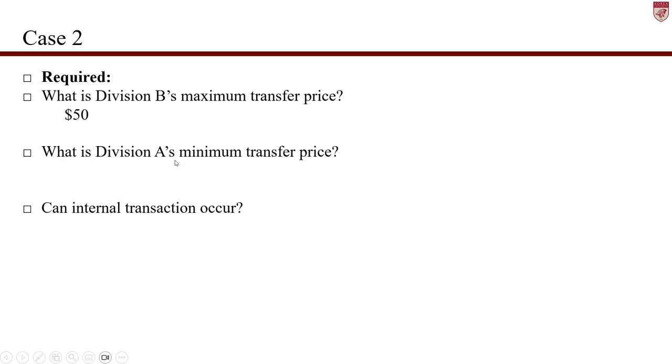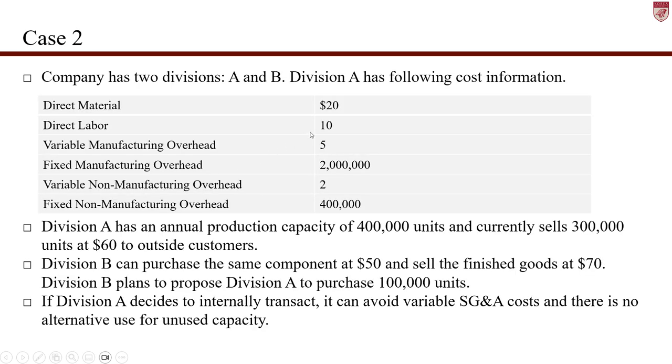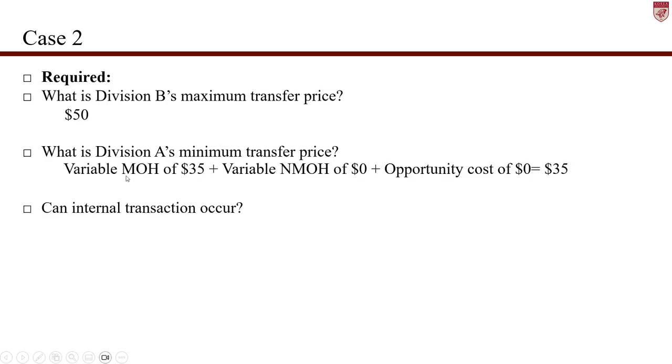How about Division A's minimum transfer price? Here we are going to apply the incremental cost plus the opportunity cost approach. So the incremental cost of setting this internal transaction is going to be the variable manufacturing cost, which comes from these three right here: 20 plus 10 plus 5, manufacturing cost, right? And then there is no variable non-manufacturing cost.